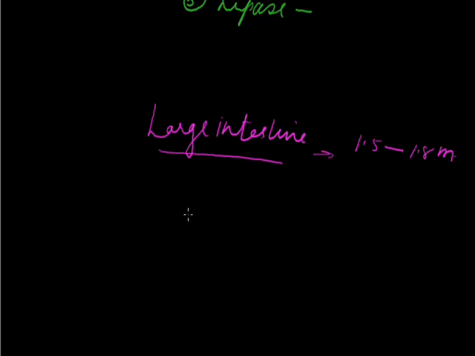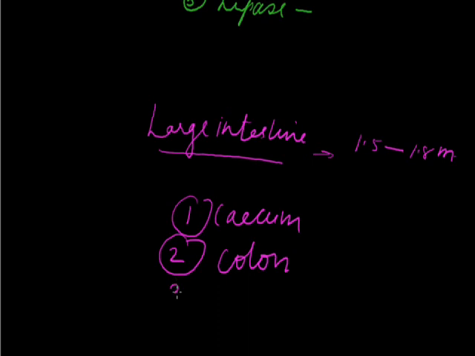So the large intestine has three main important parts. The first important part is called the cecum. The second portion is called the colon, and the third portion is called the rectum. The cecum is a small pouch that lies at the junction of the small and large intestine. The cecum possesses a narrow blind tubular lymphoid outgrowth of 8 to 9 centimeters length, called the vermiform appendix.